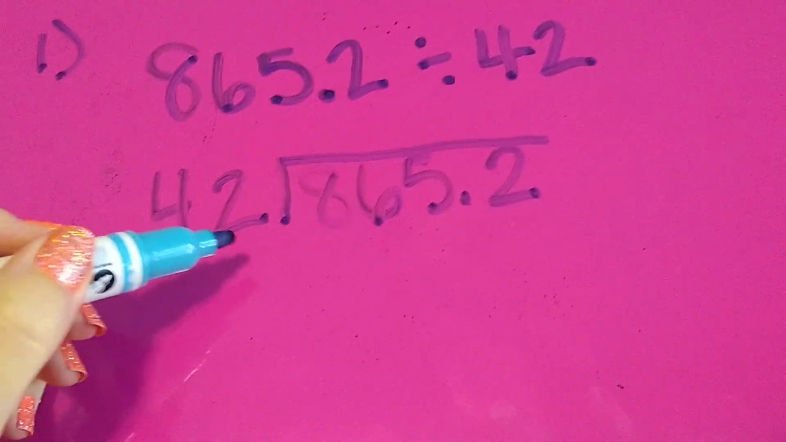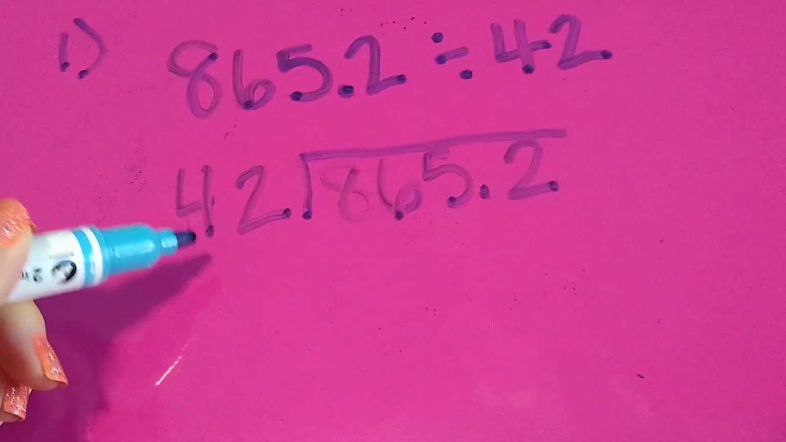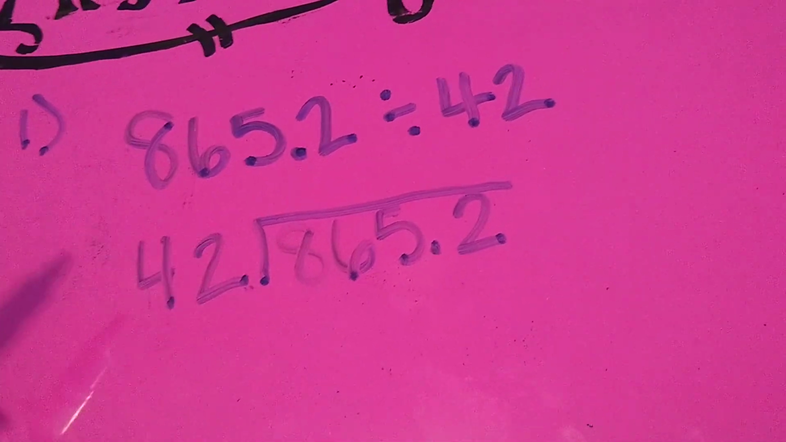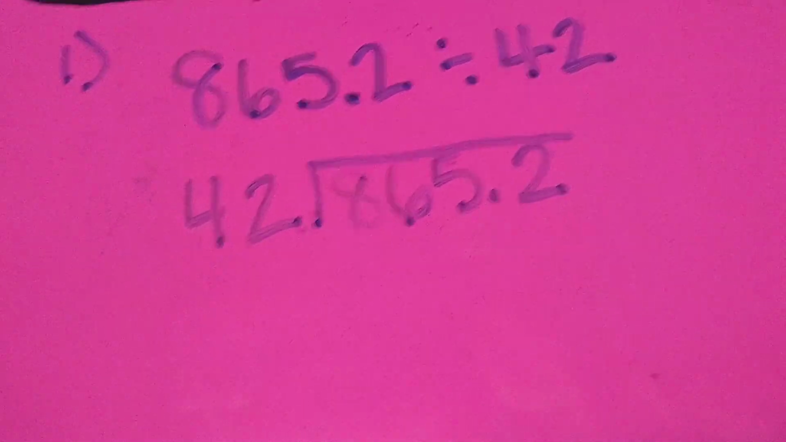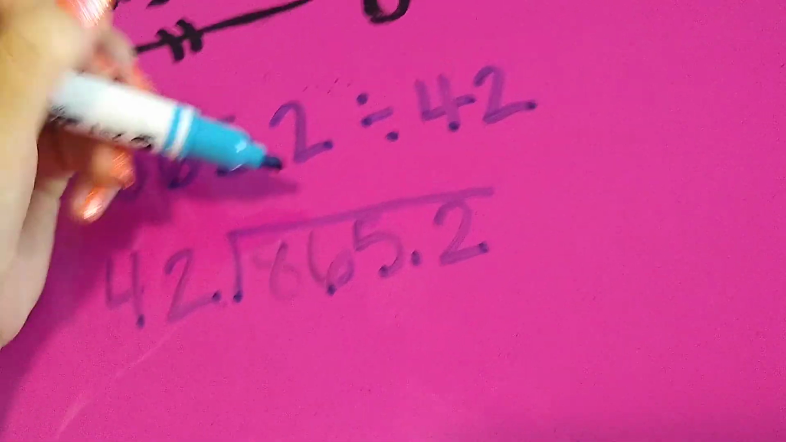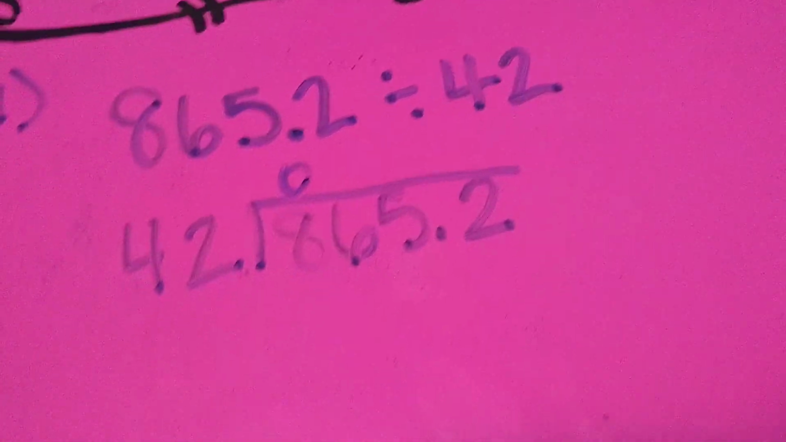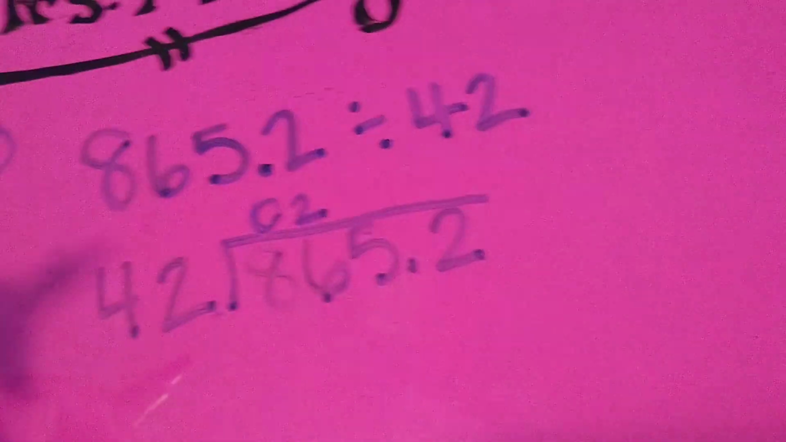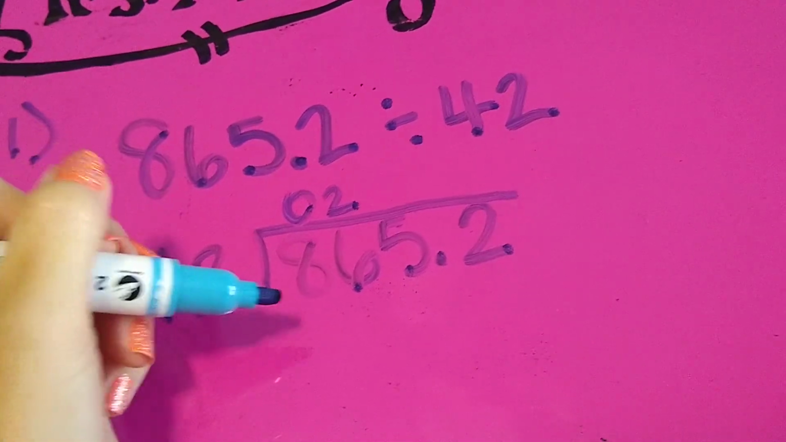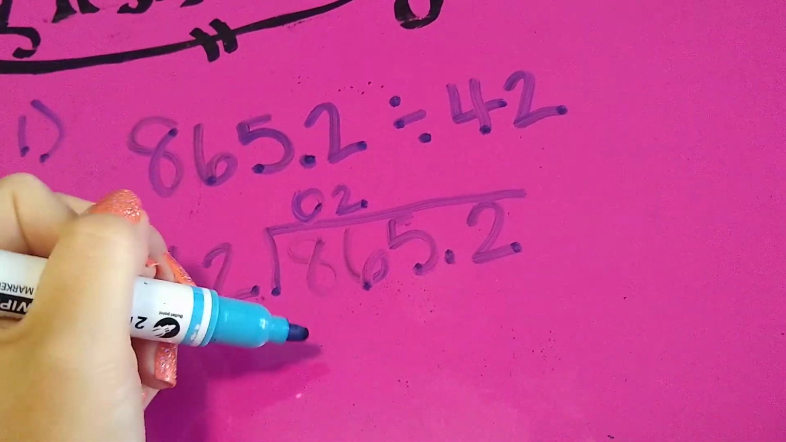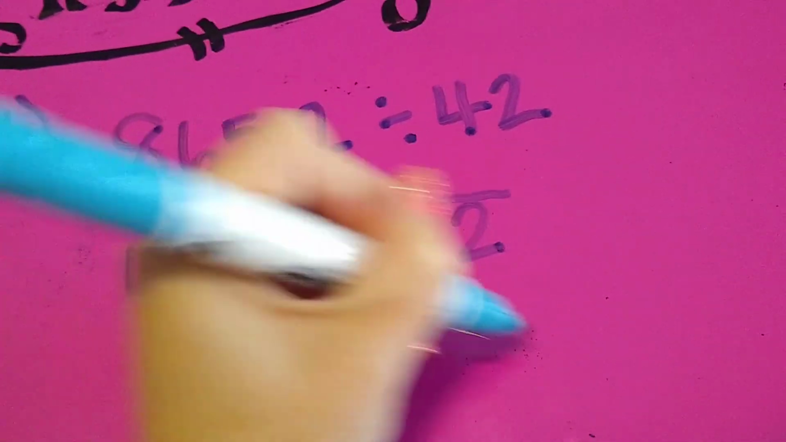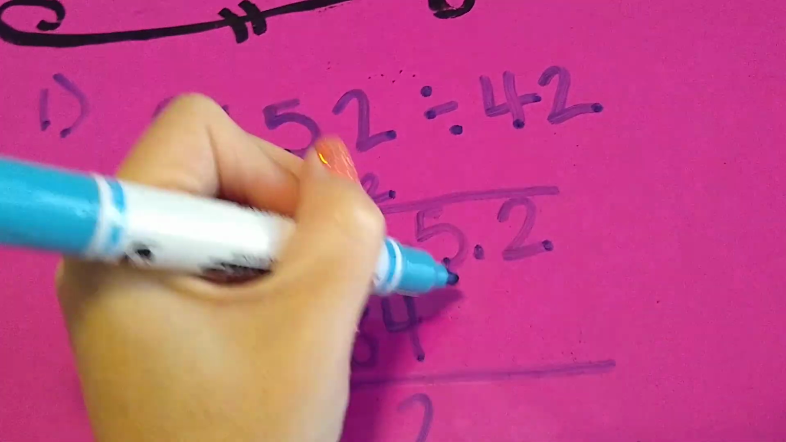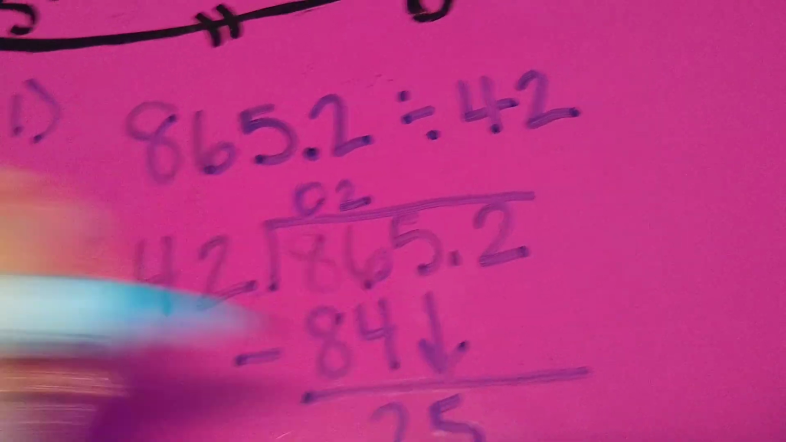Now, because our divisor, and our divisor is the star here, does not have any decimals, we don't need to do any movement here. So 42 cannot go into 8, so we're going to put a 0 there, but 42 can go into 86, and it can go twice. So if you do 42 times 2 here, this is going to be 84. When we subtract, we're going to get 2. Then we bring down our 5.